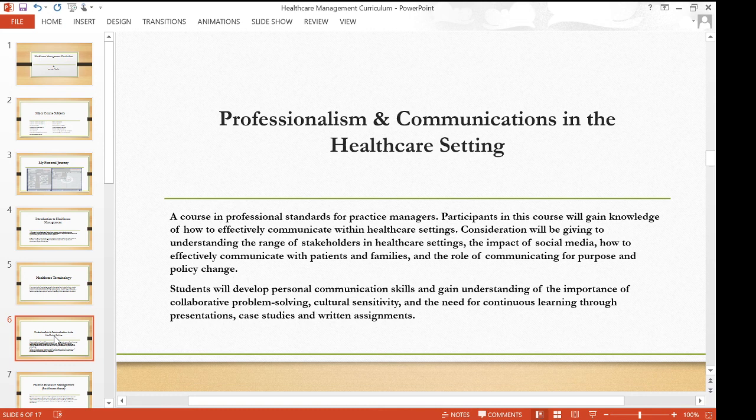Students will develop personal communication skills and gain understanding of the importance of collaborative problem solving, cultural sensitivity, and the need for continuous learning through presentations, case studies, and written assignments, like I said earlier.